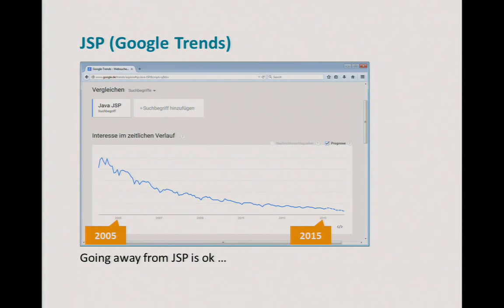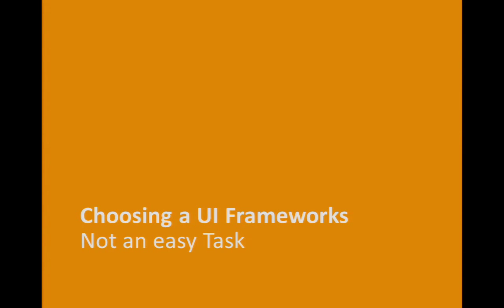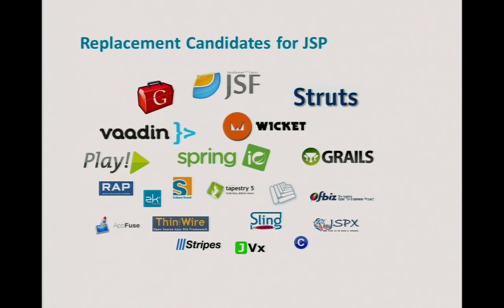When you Google JSP in Google Trends, you get a curve like that, which is kind of an indication and justification why they wanted to get rid of the JSP technology. The question is just, where do you go? So choosing where you go, choosing a new framework, this is not an easy task, because if you go away from JSP, then you have many options.